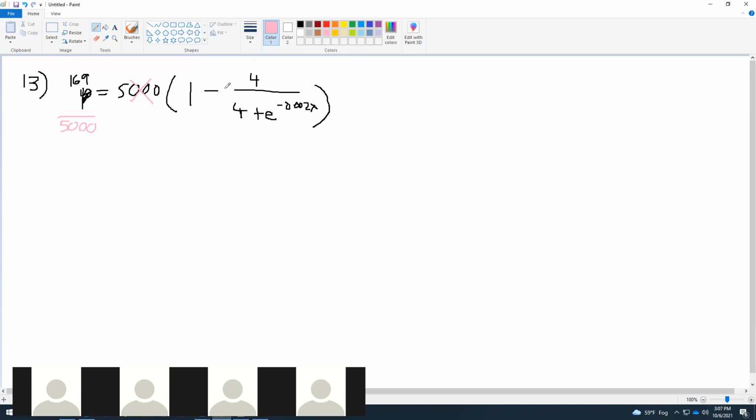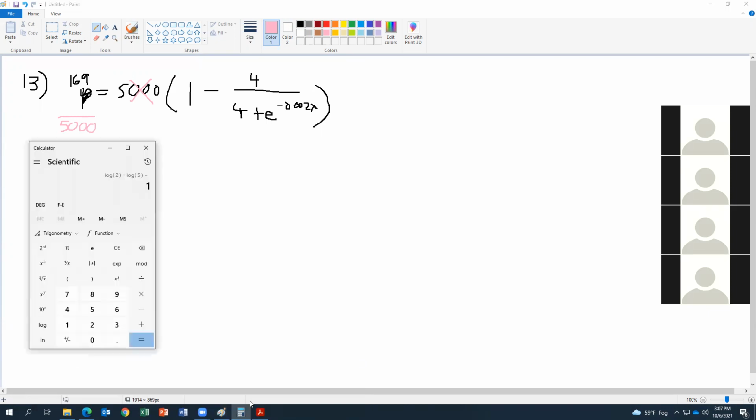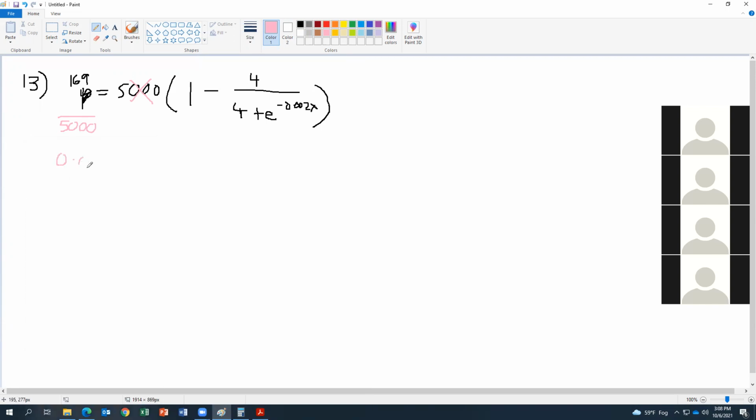Anyone has a calculator to help me? 169 divided by 5,000 is 0.0338. Okay, no rounding. This is nice. And then you still have this equal to all this. What's the next thing you need to do? Get rid of this 1. And how do we get rid of this 1? We subtract 1.